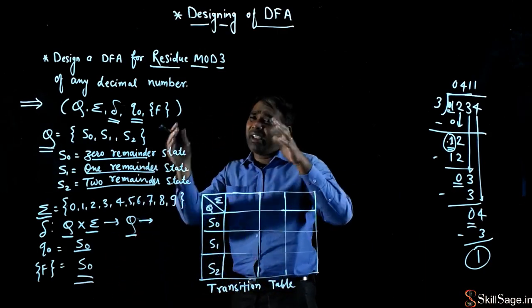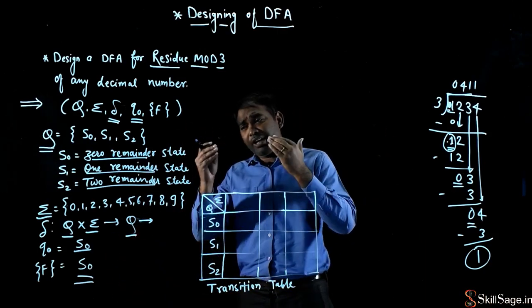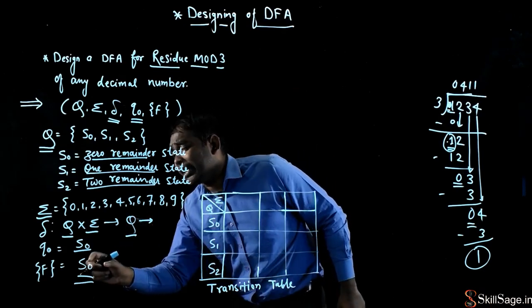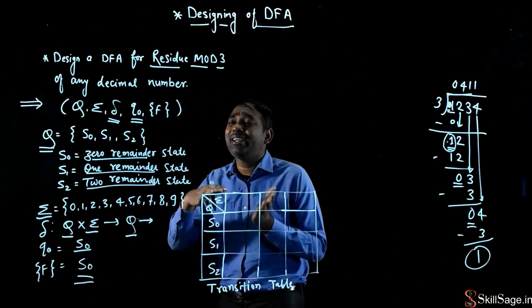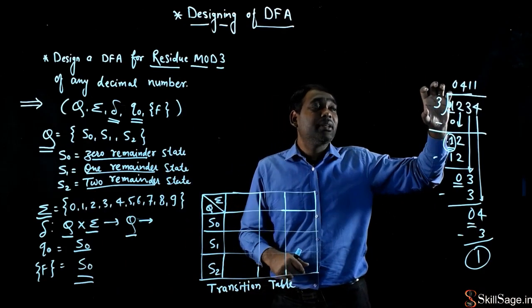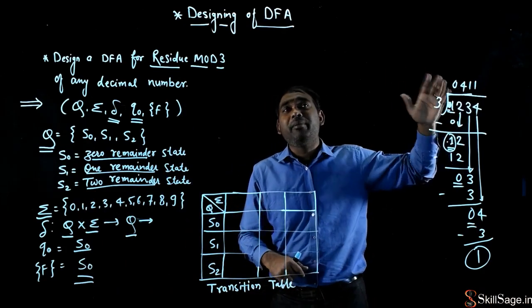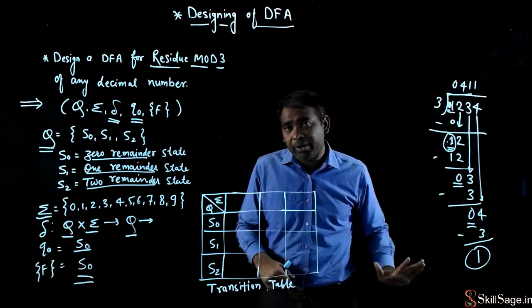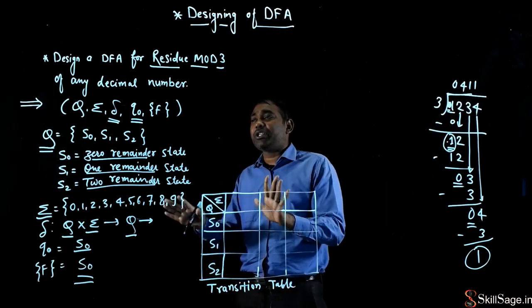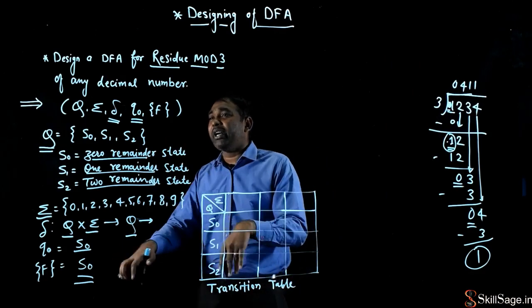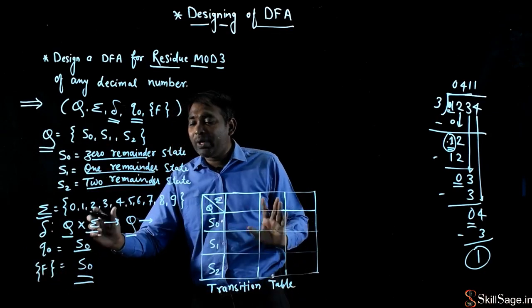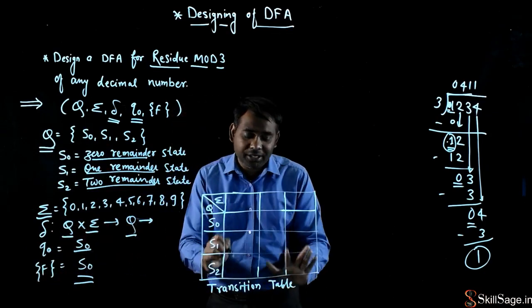That means my complete string reading process is finished, and if the current state of my machine is S0, it lies in the 0 remainder state. Then I can say that if I divide that number by 3, I am going to get 0 remainder, and that number is perfectly divisible by 3. So in this fashion, we have computed Q, sigma, Q0 and F. The only thing left is delta, the transition table.